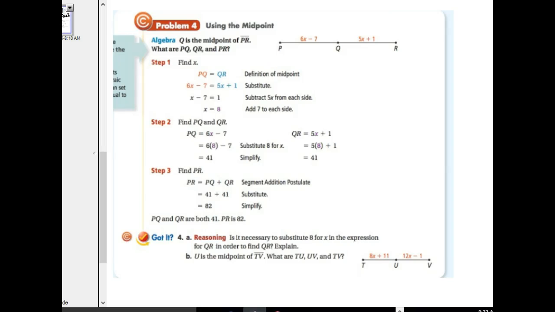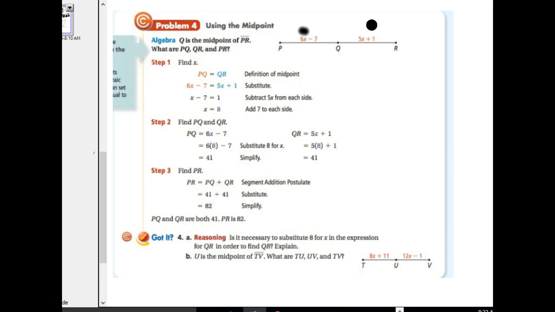We're looking at geometry, lesson 1-3, problem number 4, found on page 23 of your textbook. This is talking about the midpoint. If you'll remember, when something is at the midpoint, by definition, that means that it is halfway. It equally divides the two sections, which means that this section is going to be equal to this section over here. Okay?